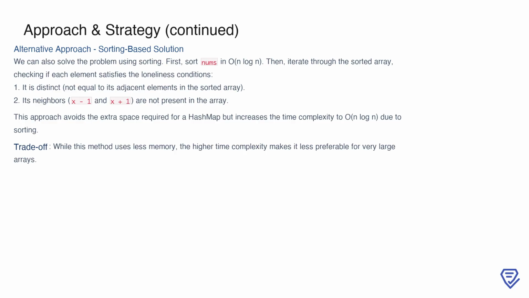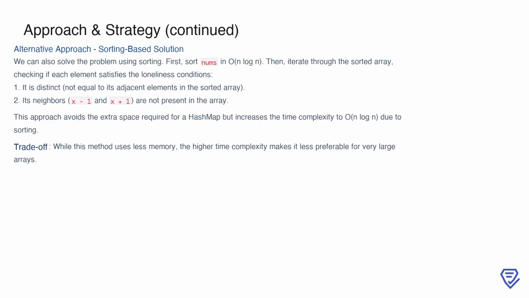After sorting, we can iterate through the array and for each element, ensure that it is distinct by comparing it with its adjacent elements. Additionally, we check whether its neighbors, the values one less or one more, are absent from the array. Sorting the array requires O(n log n) time, and the subsequent iteration is linear, resulting in an overall time complexity of O(n log n).